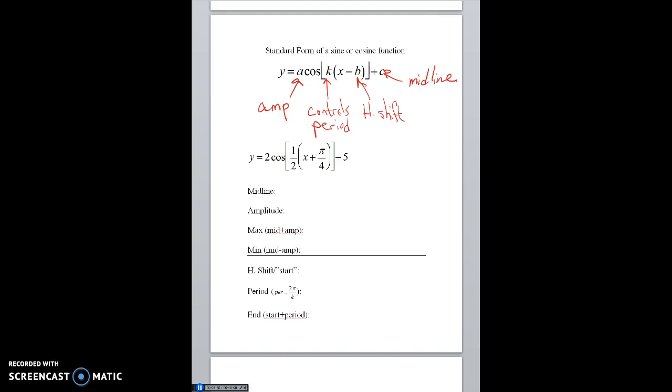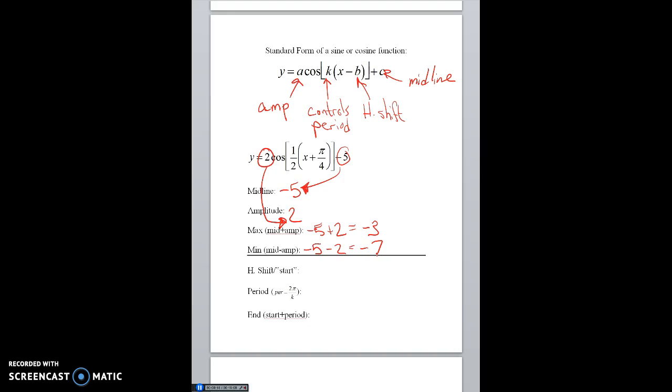So in this example, I know that the midline is at -5. The amplitude is 2. That's the number out front. To figure out the maximum value that the function is going to take on, you take the midline and add the amplitude. So -5 plus 2 is -3. To get the minimum, you do the midline minus the amplitude. So the minimum is going to be -7.